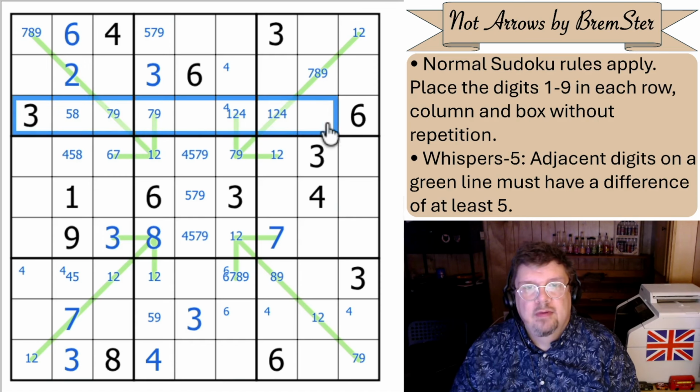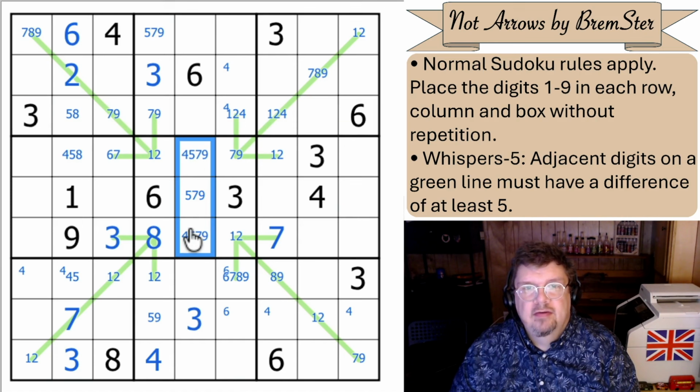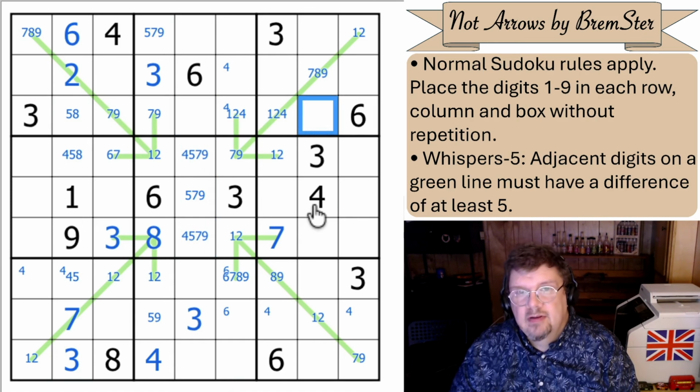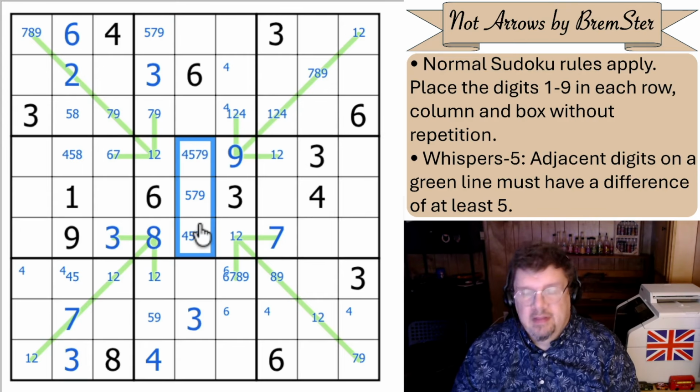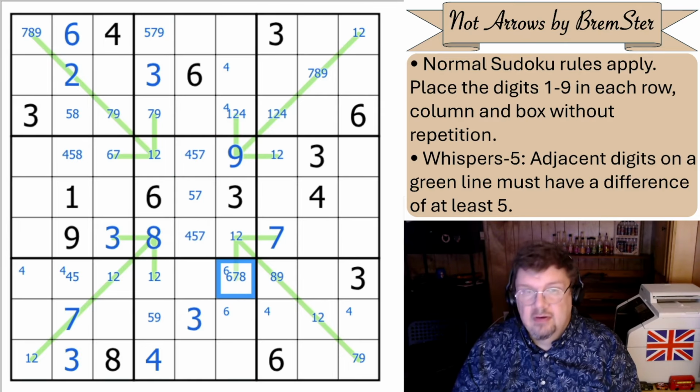Okay, where does 4 go in this row? It can't go here because of the 4 candidates there. It can't go here because of the 4 there. So one of those two is a 4, and if one of those two is a 4, that must be a 9. Doesn't matter which one is a 4, it forces that to be a 9. And now we get a 4, 5, 7 triple. This is not 9.